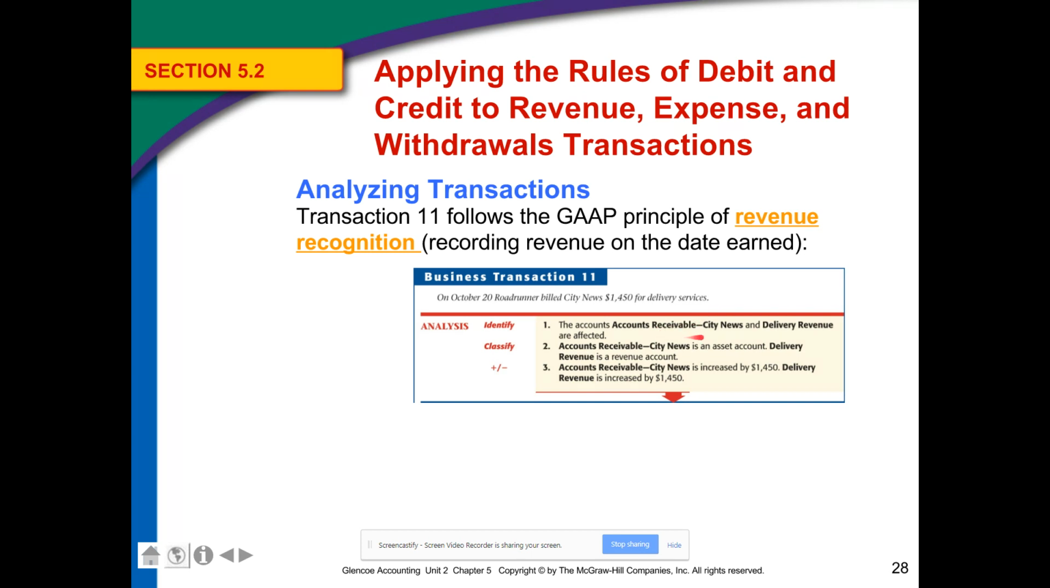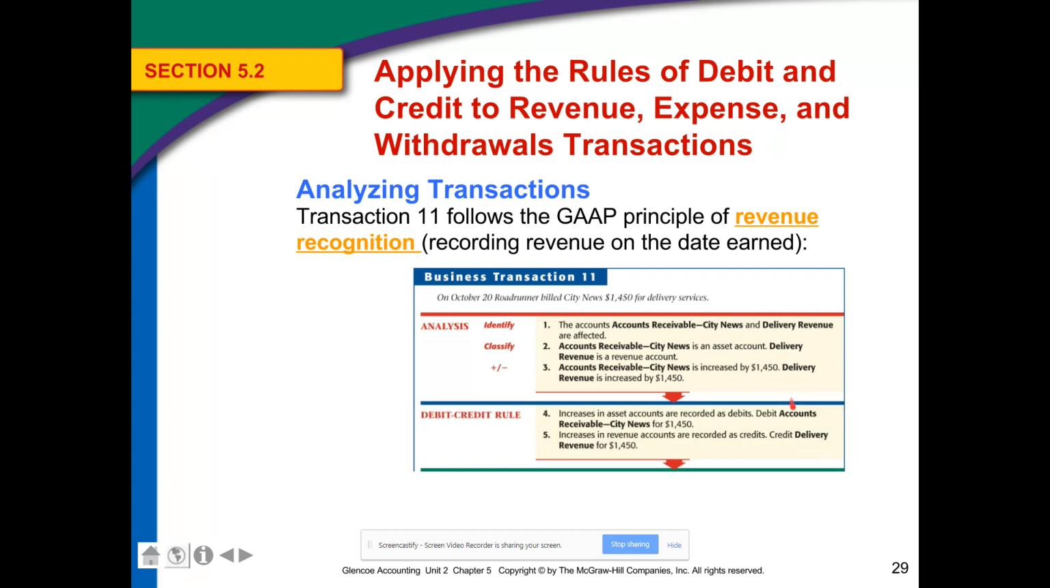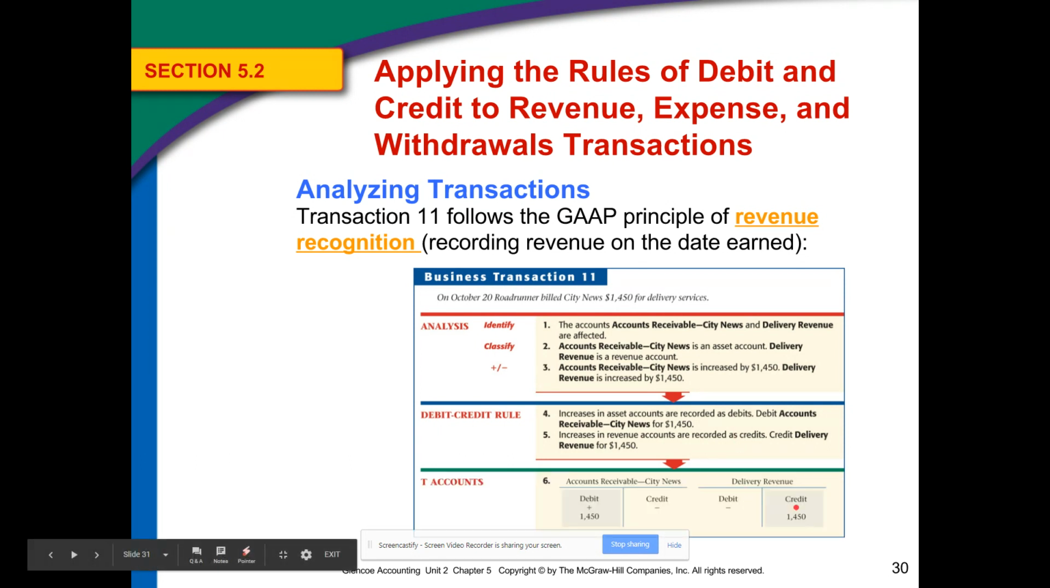So we're going to have accounts receivable and delivery revenue as our accounts. Accounts receivable is an asset account. Delivery revenue is a revenue account. So I'm increasing my receivable, and I'm also increasing the amount of revenue that I did. So I'm increasing an asset, I'm increasing my revenue. To increase an asset, I do a debit. So I have to have a matching credit. So that's going to be my delivery revenue. So my asset will be debited. My credit will come from delivery revenue. Here's what my T accounts look like.